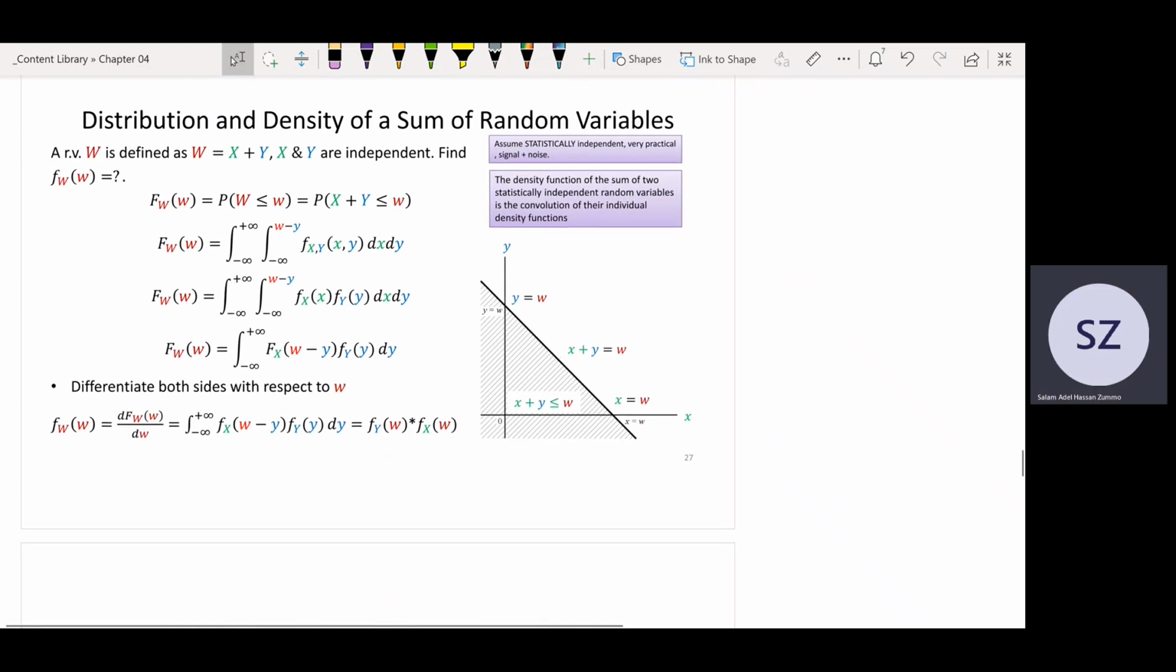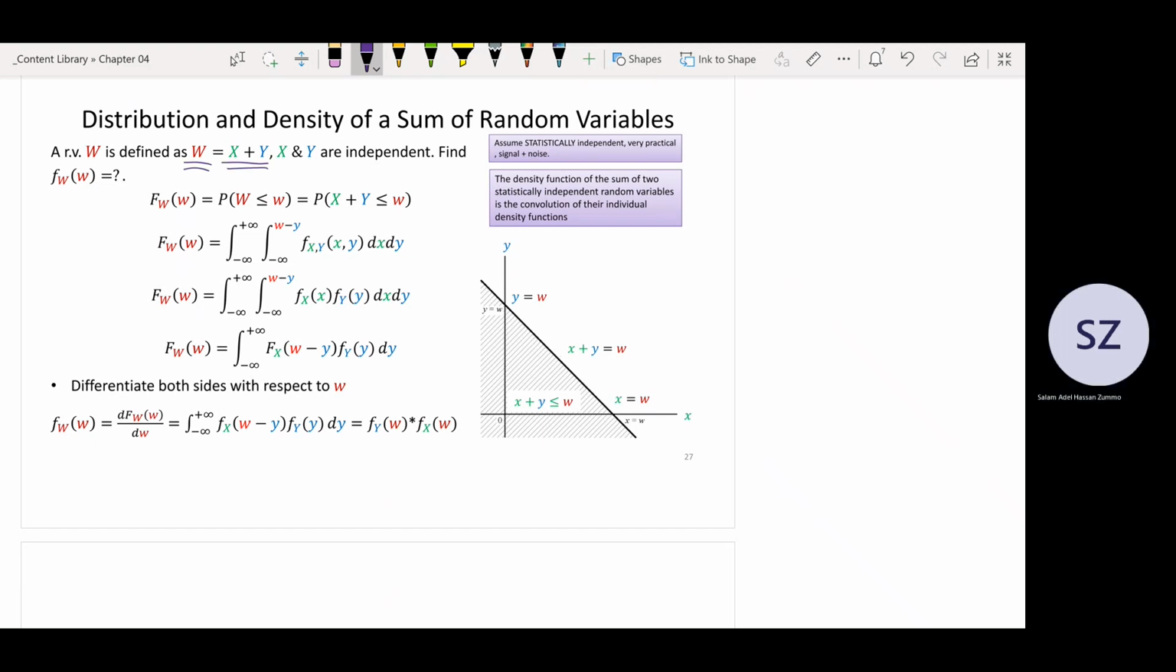Now, let's talk about the distribution and density of a sum of random values. If we add two random values that are independent, x and y, and we are interested in the PDF of the sum. So here we are not talking about the joint PDF of x and y. No, we talk about w, a new random variable, equals x plus y, where x and y are independent.